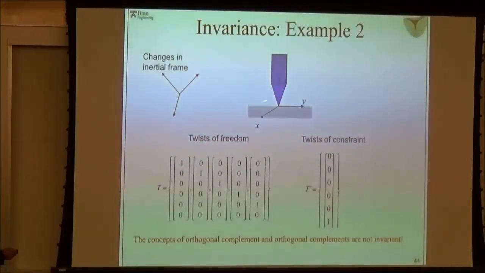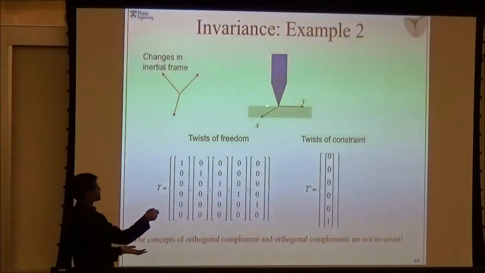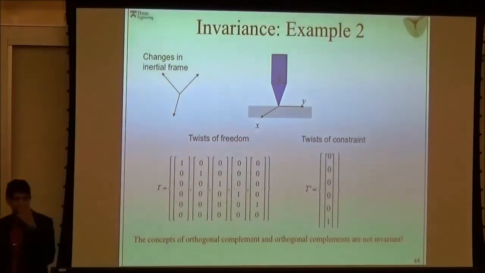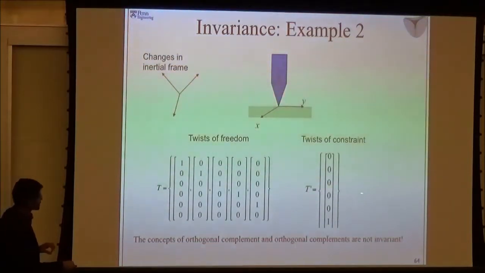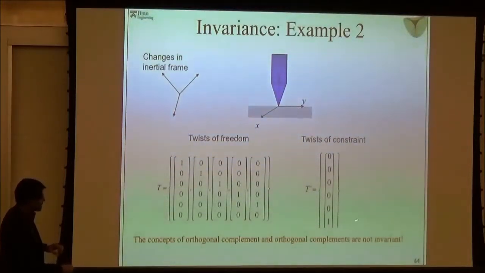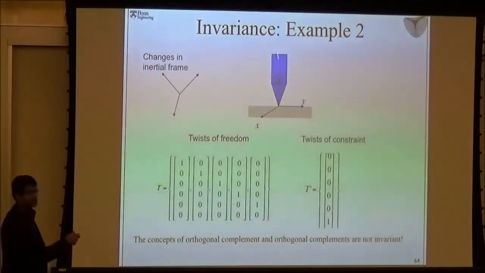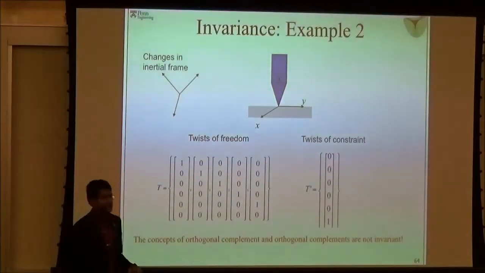So if you look at this coordinate system, which is at the center of a pencil-like object pressing down, and let's say this contact is a frictionless contact, right? So the only way that this pencil can't move is in the vertical direction. That corresponds to this twist. Zero angular velocities and velocity in the z direction, in this direction. So that's a twist of constraint.